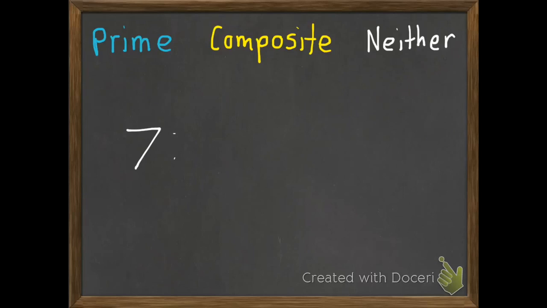Okay, this time we're looking at 7. So 1 times 7. 2 times nothing. 3, we've got 3, 6, 9, no 7. 4, 4, 8. Actually, once I've gone more than half of 7, there's no point to keep going because I'm just going to get the opposite numbers. So 1 times 7 gives 2 factors, which makes it prime.